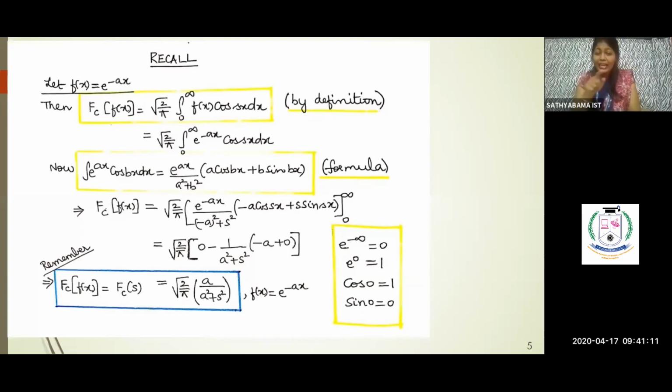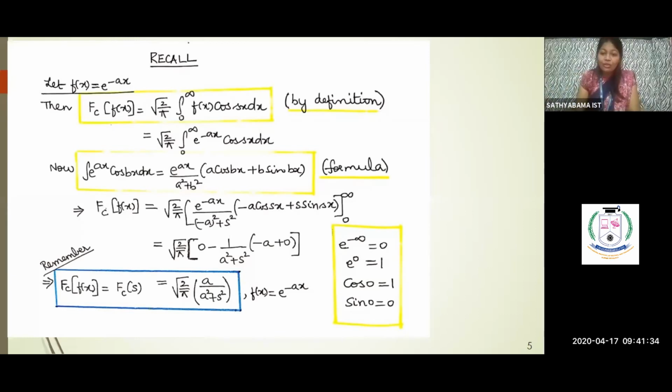Now I have to integrate this. How do I integrate? I have a formula. Usually when you have to integrate a product of two functions, you either go for integration by parts, or even better, Bernoulli's formula. But there's absolutely no use if you use Bernoulli's formula here, because I don't have an algebraic function. It will just go on and on, it will never stop.